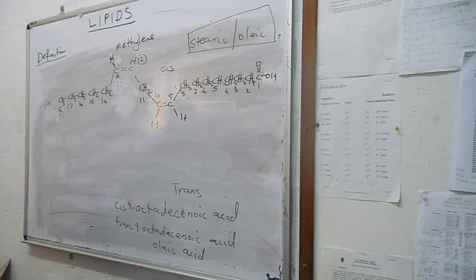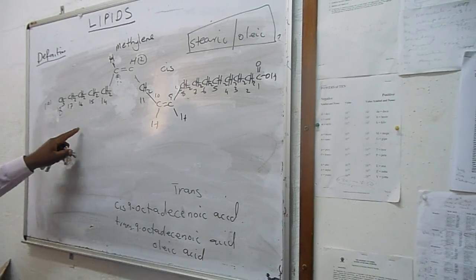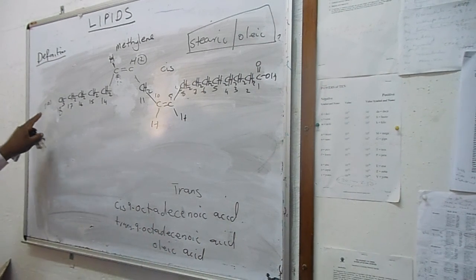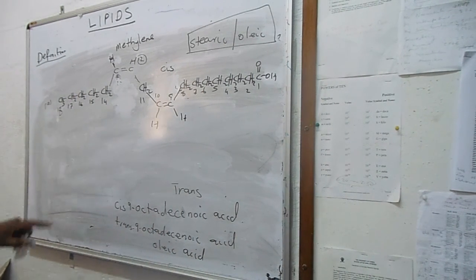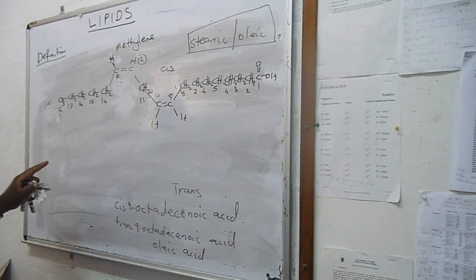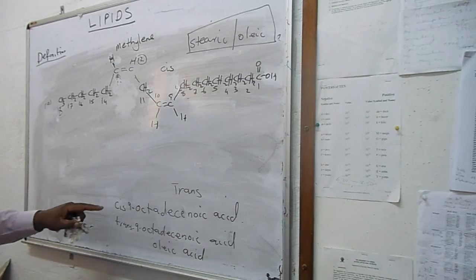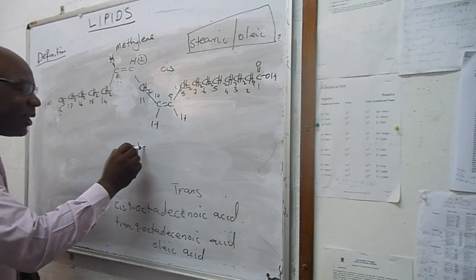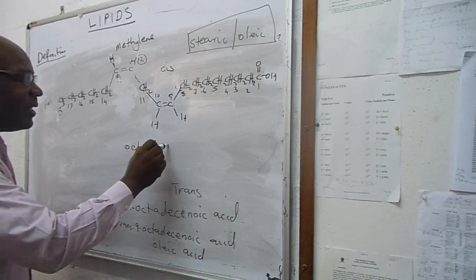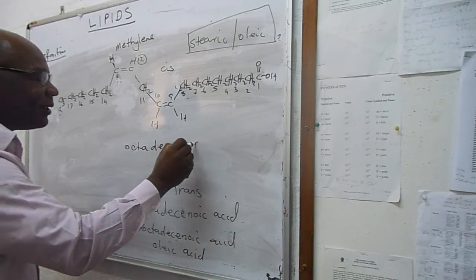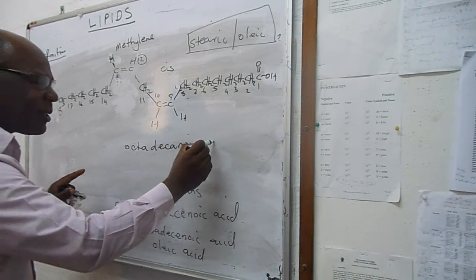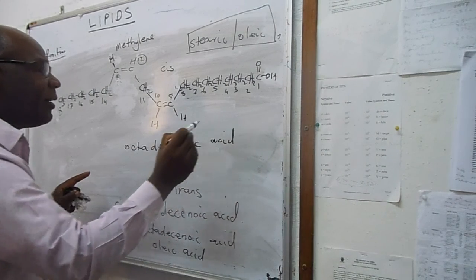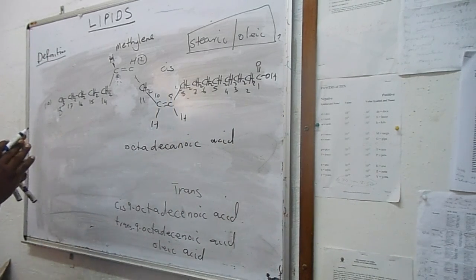How would we name this in the IUPAC manner? How would we name this fatty acid? We are saying it has 18 carbons. So if we wrote the name of a saturated one, it would be decanoic acid. If it was saturated, please note, I'm saying if it is saturated. But this is not saturated.